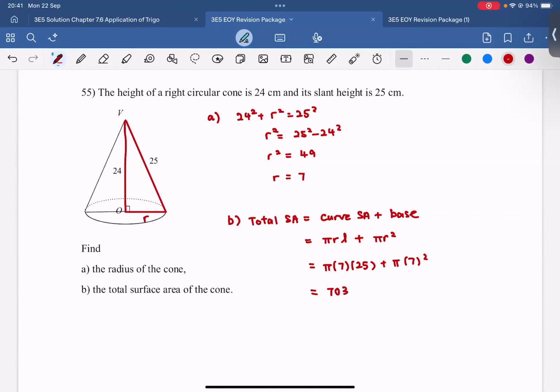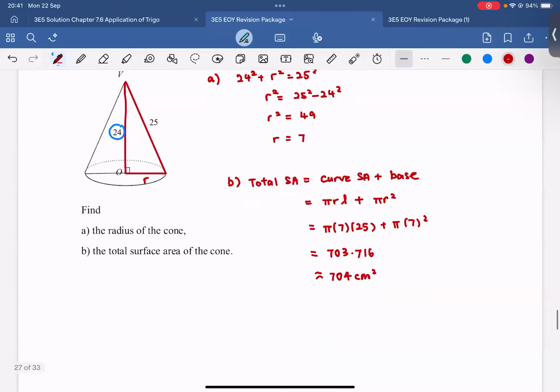Seven hundred three point seven one six, approximately 704 cm squared. Okay, this is just to make sure you don't mix up the L for the cone. You don't use this H, you use that 25 as your L. Okay, let's move on.